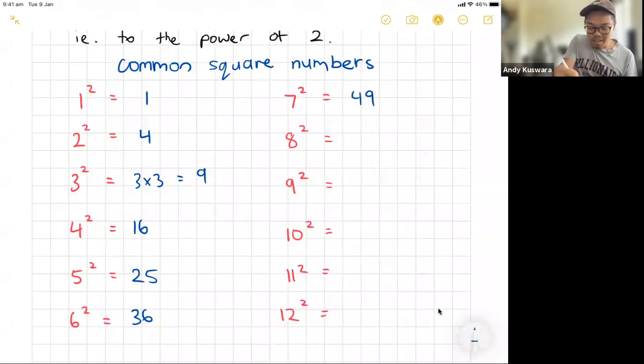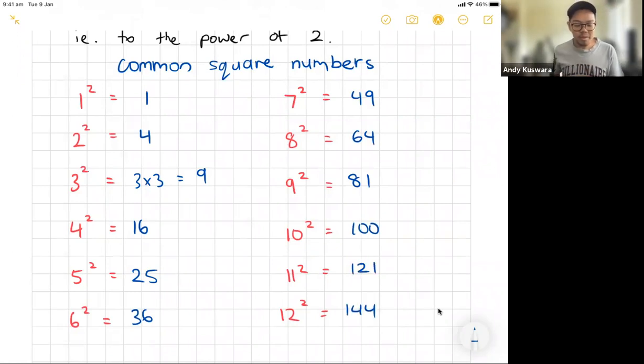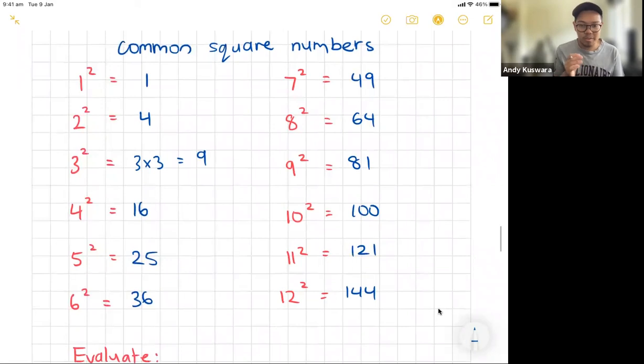7 squared is 49. 8 squared is 64. 9 squared is 81. 10 squared is 100. 11 squared is 121. And 12 squared is 144. Okay, so these are the numbers that I want you to be ingraining in your head. If you see the number 49, I want you to think, 7 squared. Or 64, it's like, oh, that's a square number. It's going to be 8 squared.